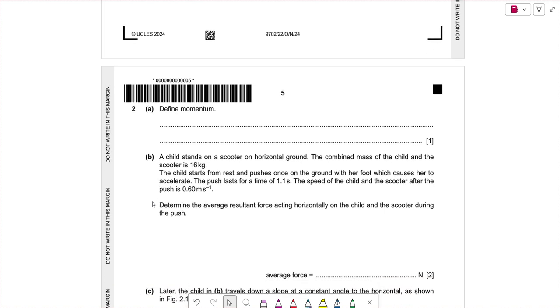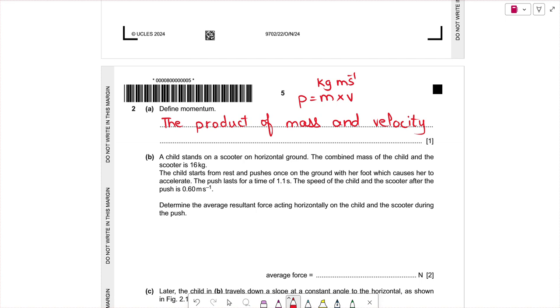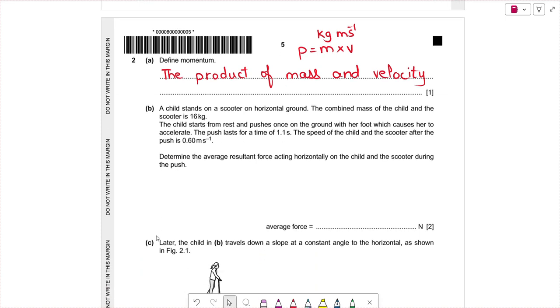Define momentum. Momentum is defined as the product of mass and velocity. If you remember the formula for momentum, momentum is denoted with small p, p equals m times v. So p is the momentum, m is the mass, and v is the velocity. The unit for momentum: mass is in kg, velocity is in meter per second, so the unit for momentum is kg meter per second.